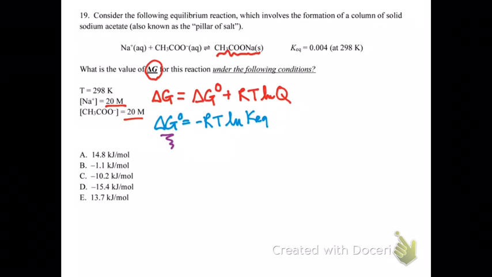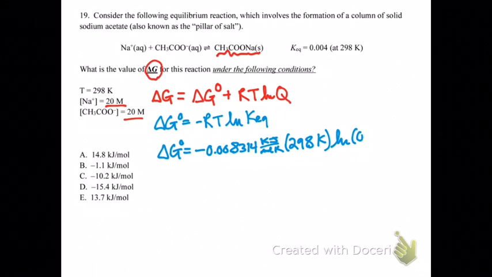So first, let's find that delta G standard. So let's plug in our values. Our R is our classic gas constant, 0.008314 kilojoules per mole Kelvin, classic. Temperature is 298 K. That we got from right here. And then finally, we have the natural log of Keq, which is 0.004. So when it's all said and done, Kelvin cancels out, and we'll end up getting the delta G standard is equal to 13.7 kilojoules per mole.